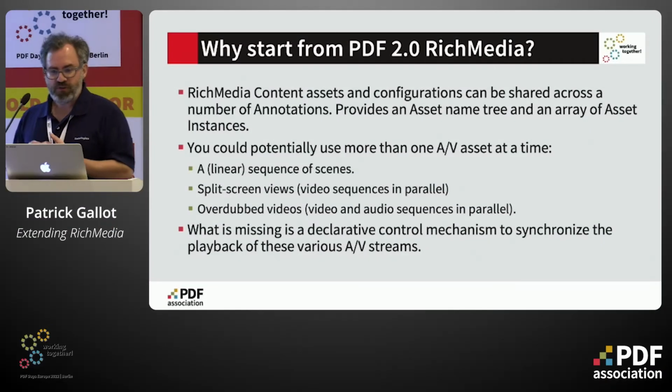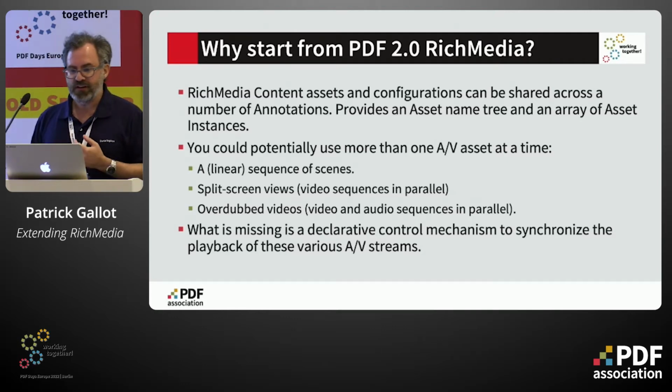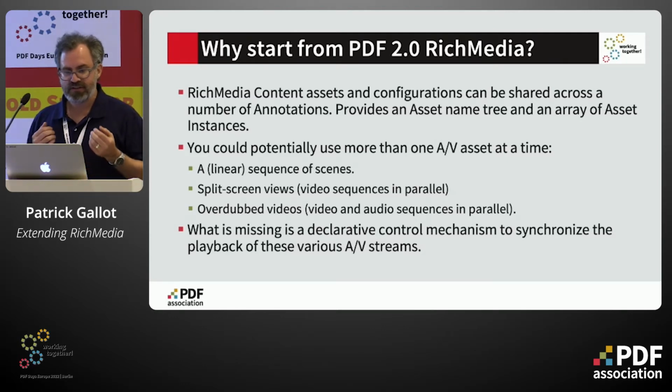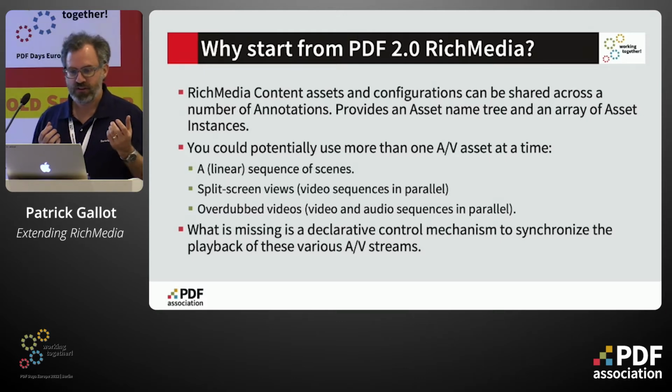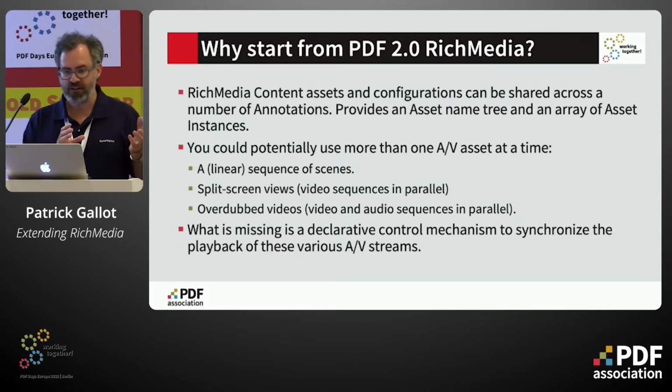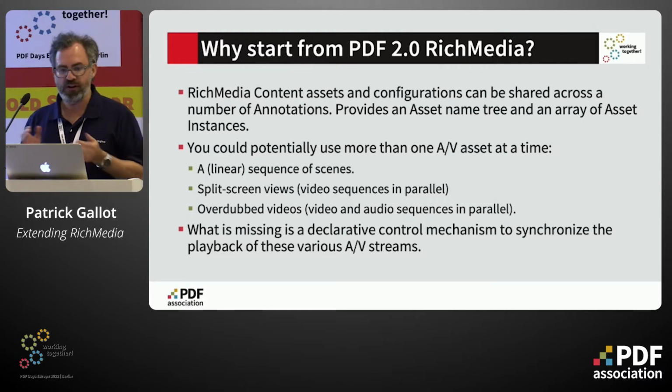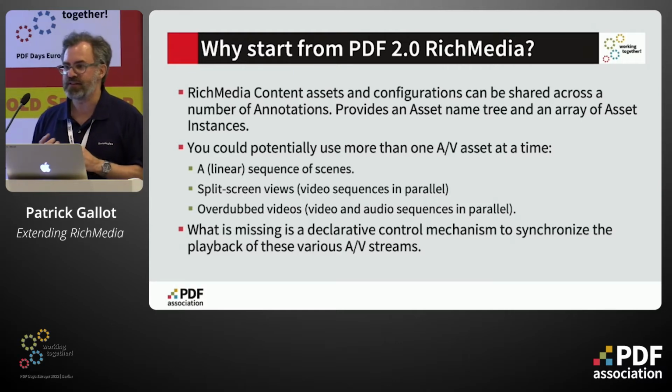So why start from the PDF 2.0 RichMedia? Basically because it does have an interesting structure that you can store multiple assets and configurations that can be shared across a number of iterations so that you can reuse the content in different ways in your document. It provides an asset name tree and an array of asset instances, basically.